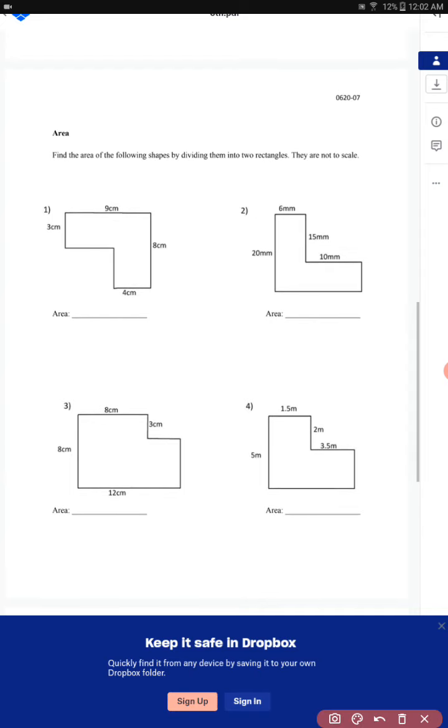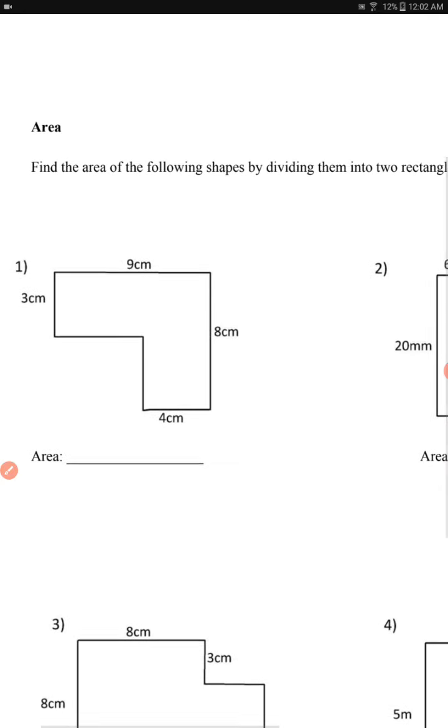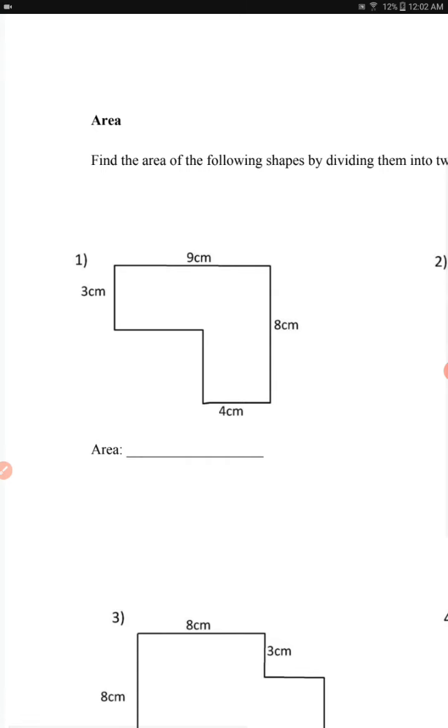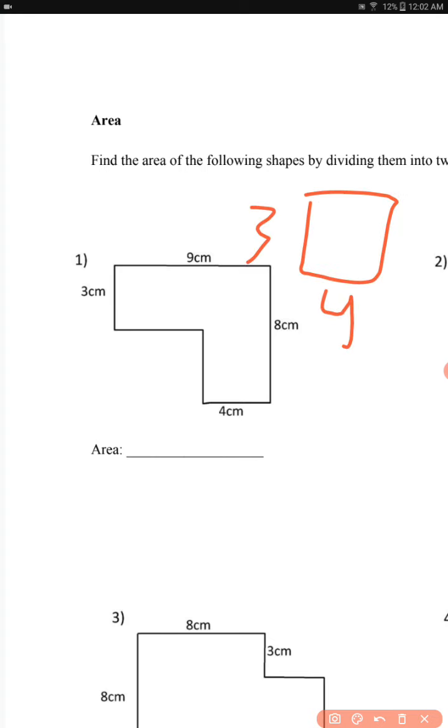Alright, for the area, we're just trying to find the area of these shapes right here. Remember, for example, 3 times 4, you just multiply, and the area is 12. You just multiply the side lengths. Pretty simple. So how would you do it for a weird shape like this?